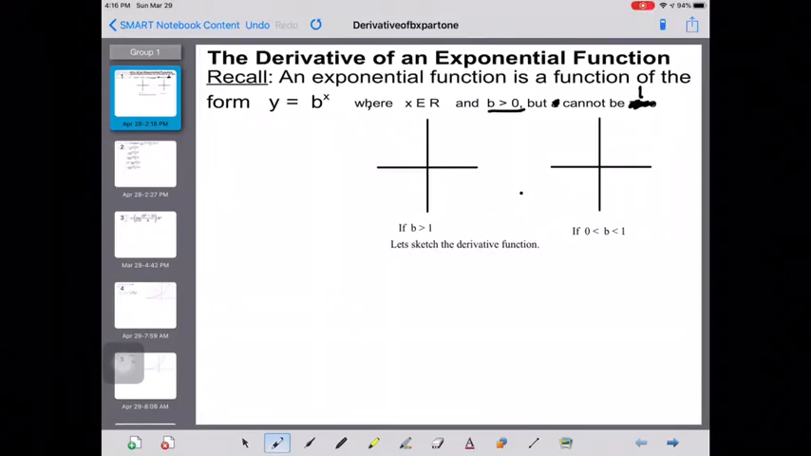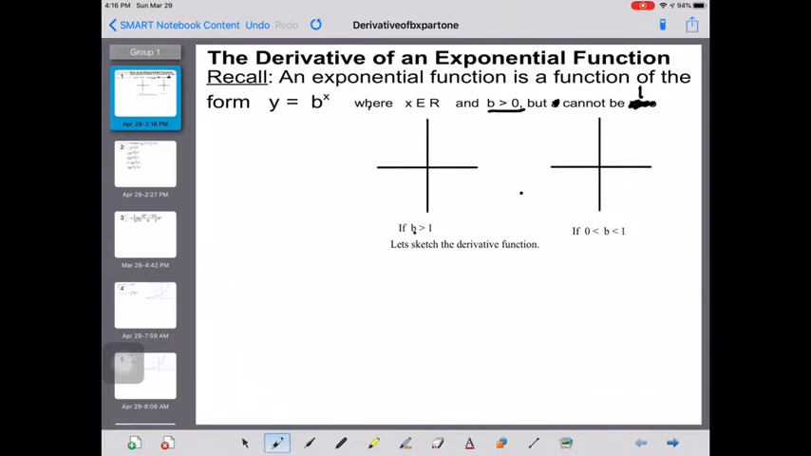So today we'll be exploring the derivative of an exponential function, but first we should recap what an exponential function looks like and the restrictions on the base. So the base, b in this case, must be positive and it cannot equal 1. If it was equal to 1, then you'd have a flat line.